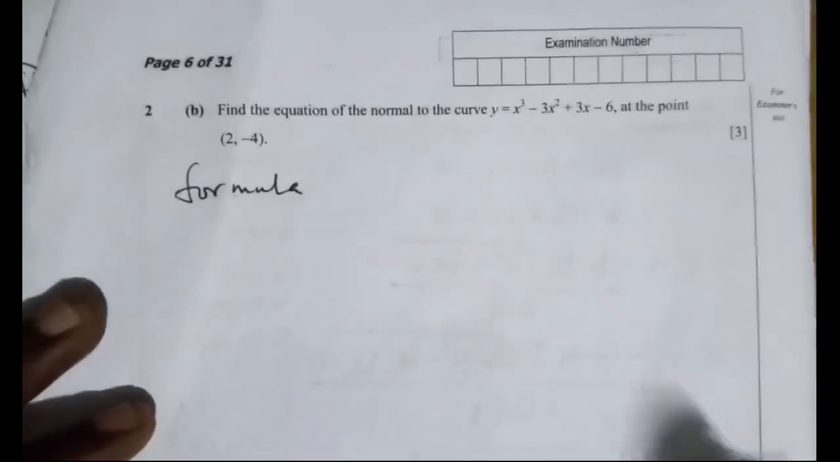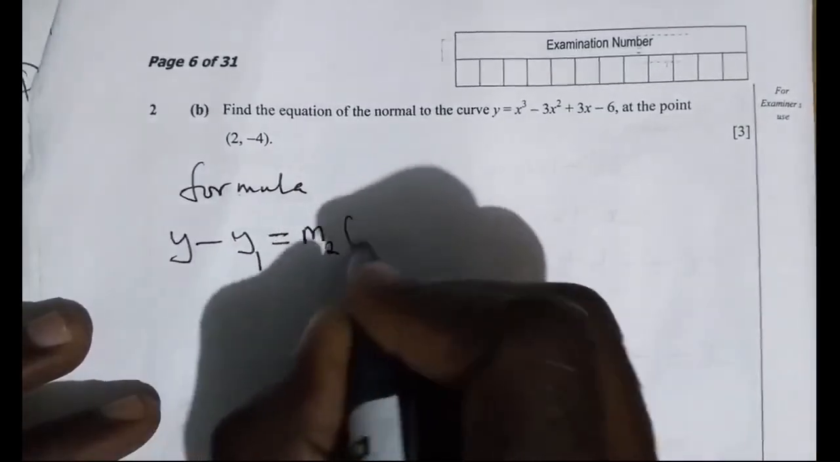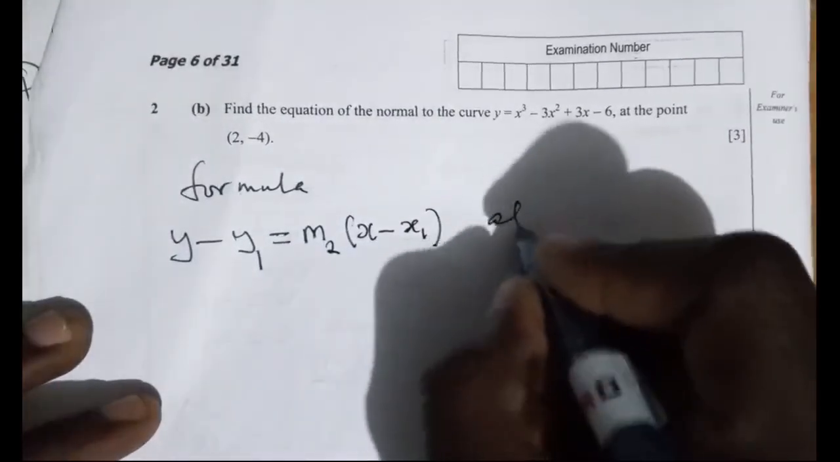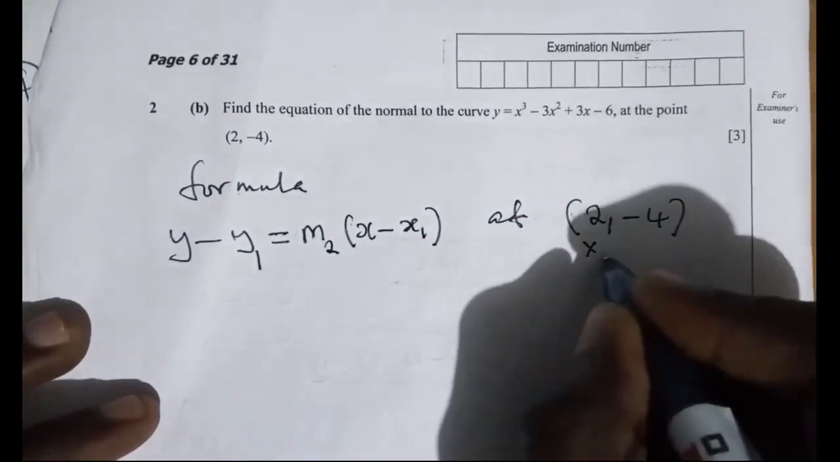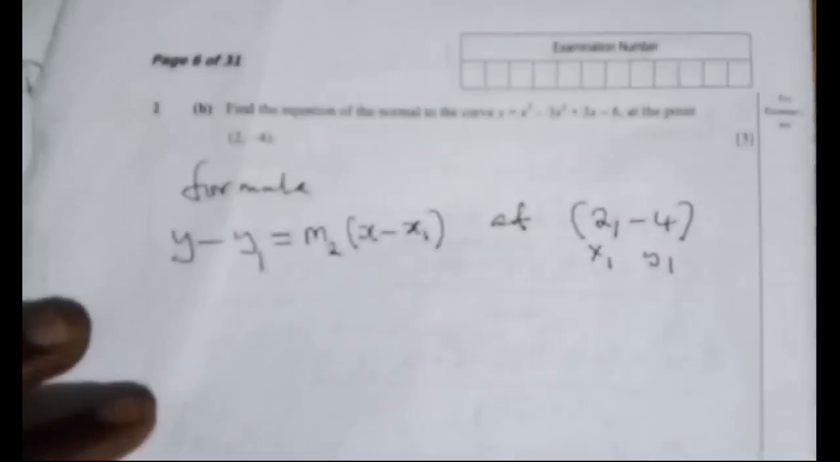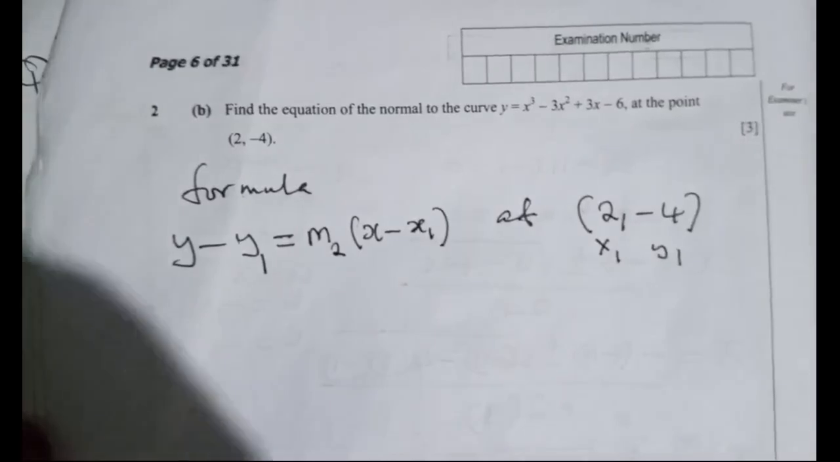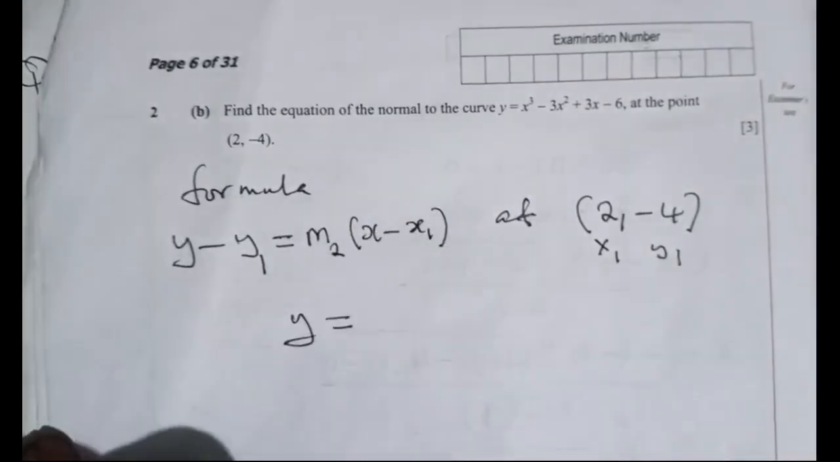So the formula for the equation of the normal is y minus y1 equals m2 times (x minus x1), where m2 is the gradient of the normal. At the point (2, -4), this is x1 and this is y1. Before we do anything, we're supposed to find the gradient of the tangent.